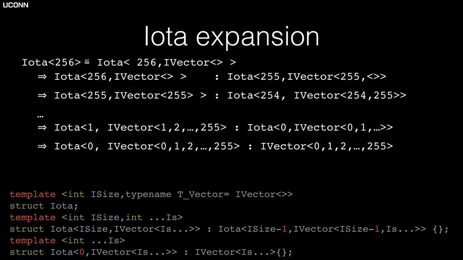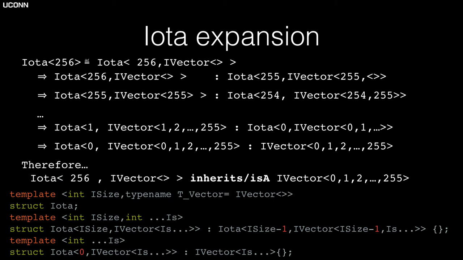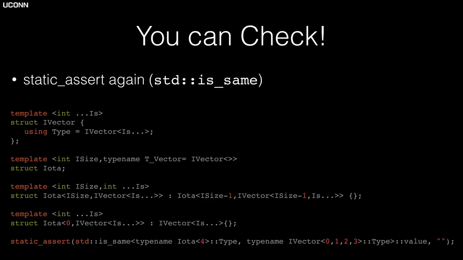So now you see that I have this hierarchy of types, of iota types, and the very root of the hierarchy is actually the I vector type with the parameter pack I care about. I can actually show you that, right? Now I have, again, a static assert that uses std is same, which is a meta-programming predicate that checks whether two types are identical. For example, here I'm asking iota 4.